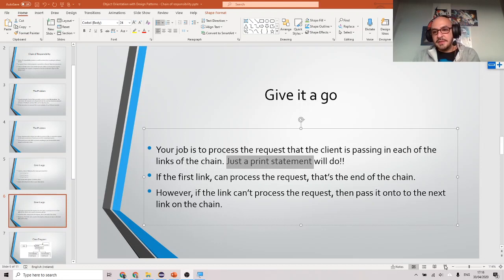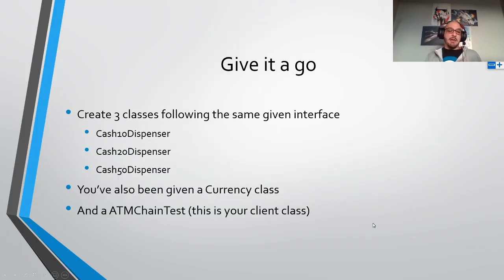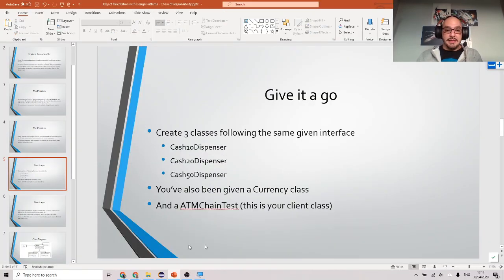Hello everyone, welcome to the second part of the chain of responsibility class in design patterns. We left the previous video with a little bit of an exercise. You have to create three classes called Cash 10 Dispenser, Cash 20 Dispenser, and Cash 50 Dispenser, following an interface that I have provided you with. The idea is that each one of these classes will implement or will try to solve the problem of dispensing a certain amount of money depending on a particular denomination. So let's take a look at how we can implement that.